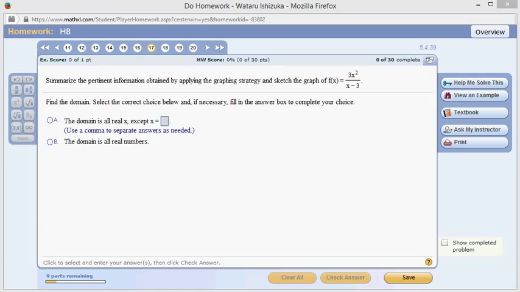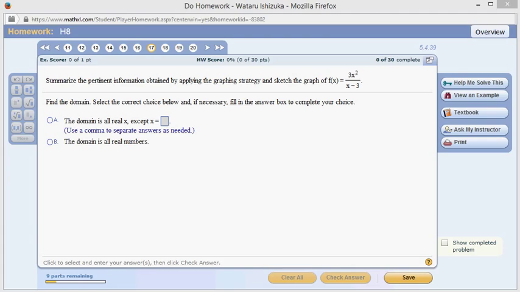Alright, let's look at homework 8, problem number 17. We want to sketch the graph of f of x equals 3x squared over x minus 3. Let's answer the first question.